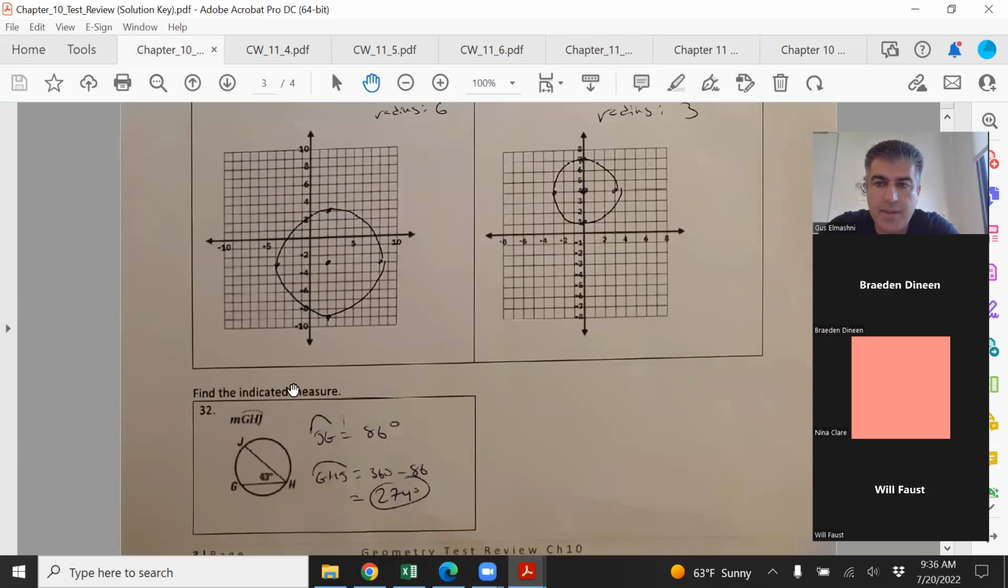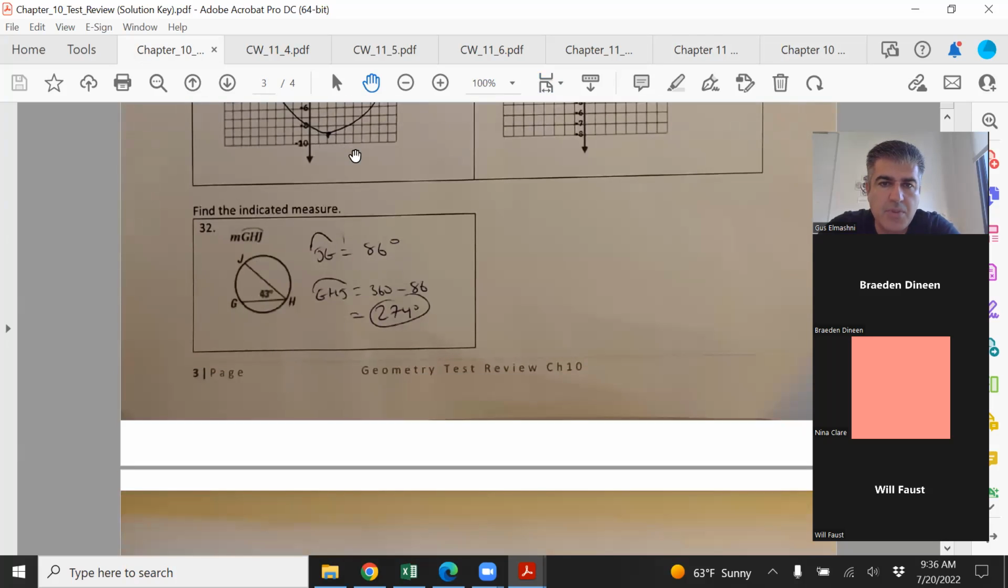Just drawing circles. And then this is just one more kind of chord arc situation. JG is going to be 86. So GHJ, all this right here, is 360 minus 86, which is 274.